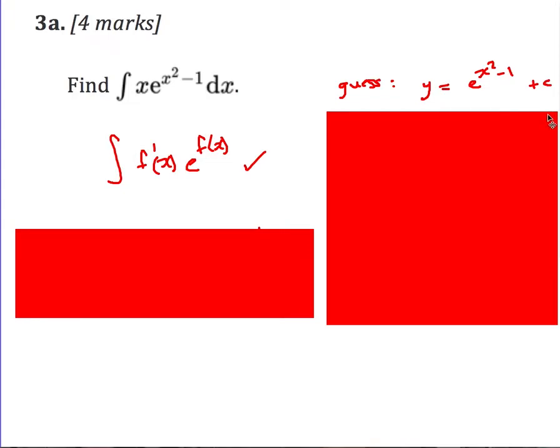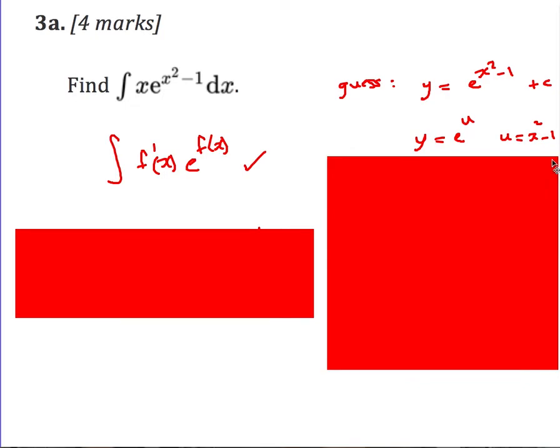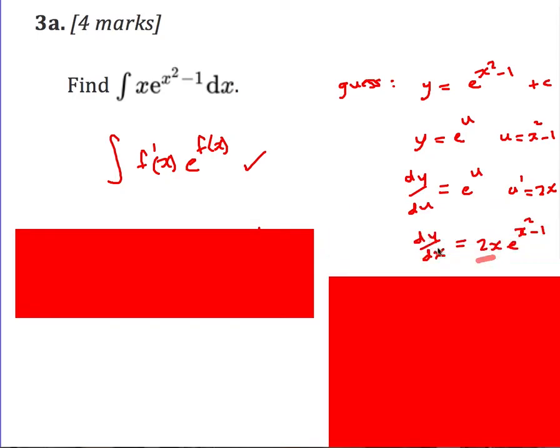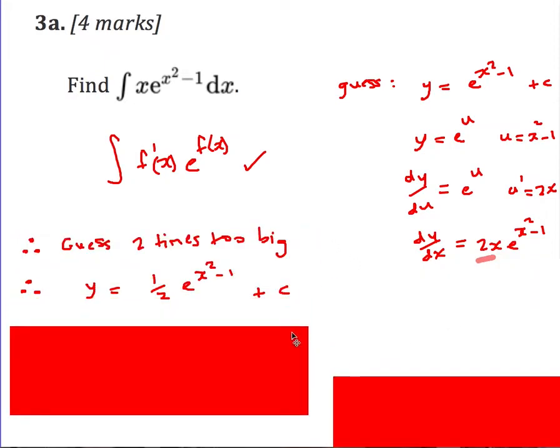And then I basically see what's going to happen if I do that. So e to the u, where u equals x squared minus 1. So dy/du is e to the u, and u' is 2x. If I do this, I get dy/dx is 2x e to the x squared minus 1. So as you notice here, I'm basically off by a factor of 2. My guess was 2 times too big. Therefore, my final answer must be a half e to the x squared minus 1. Okay, that's 4 marks. So there we go, got a few marks more on that one.